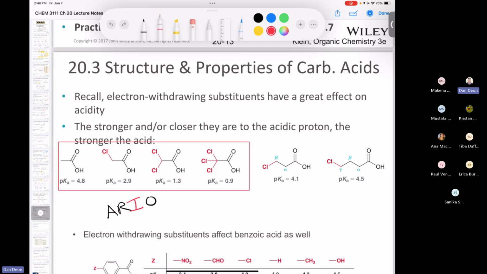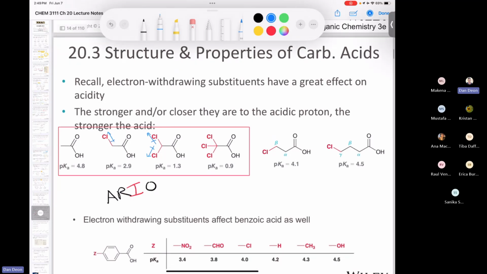It's induction, right? Because as you add halogens, you're adding electron withdrawing groups. And so the molecule will better stabilize the negative charge of the conjugate base as you add halogens. Give me a thumbs up if you're with me on that idea in this red box, how that is based on induction, right? You pull electron density away, it stabilizes the molecule.